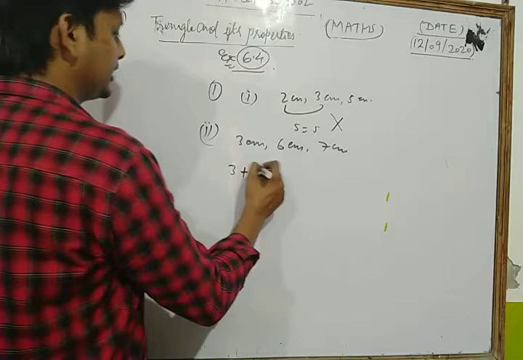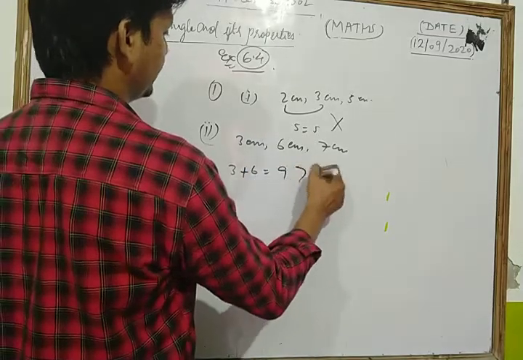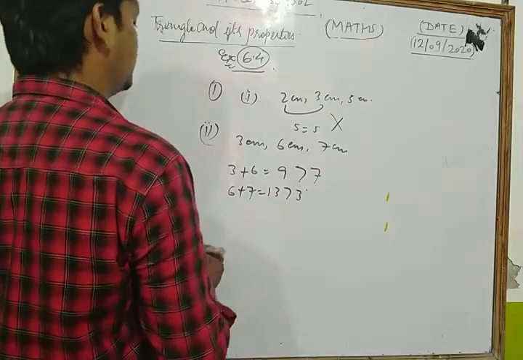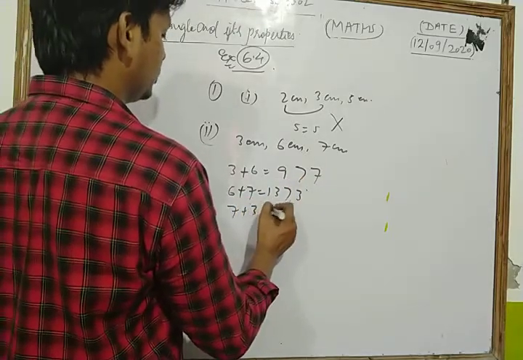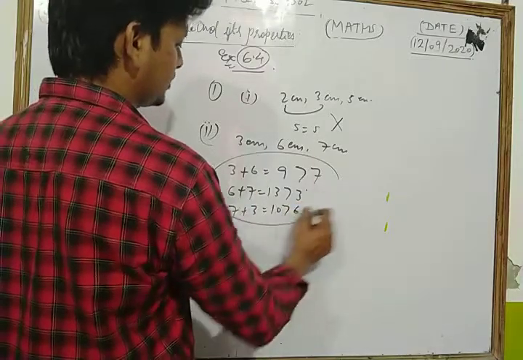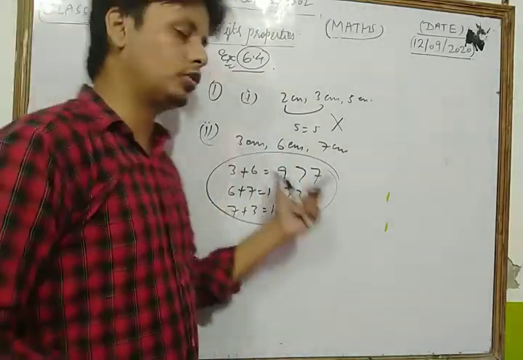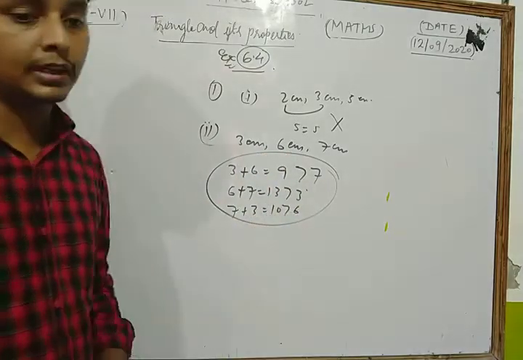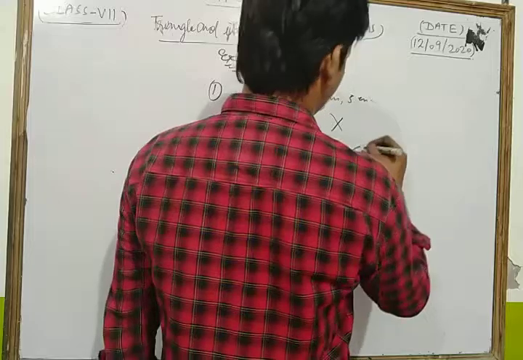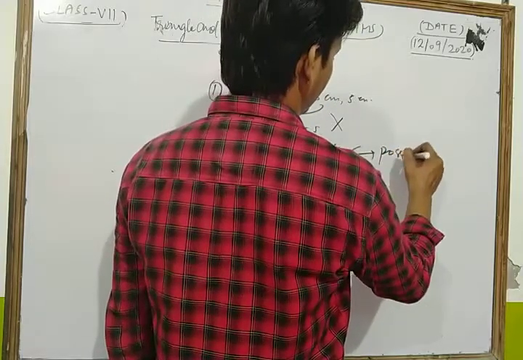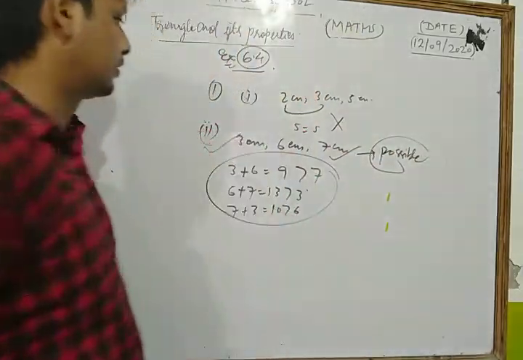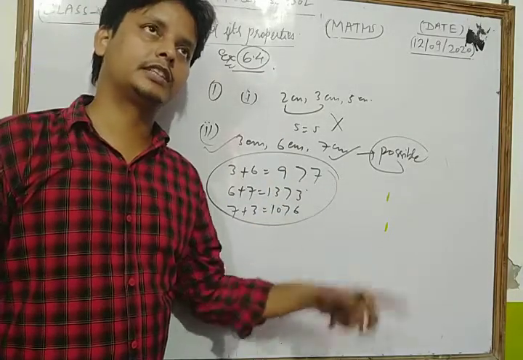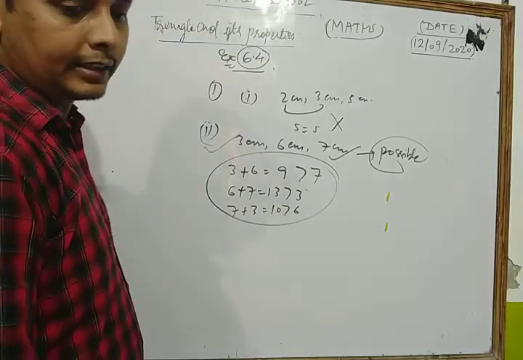If we add 3 plus 6, this is equal to 9, which is greater than 7. Okay, 6 plus 7 is equal to 13, which is greater than 3. Now 7 plus 3 is equal to 10, which is greater than 6. So these sides follow the property that the sum of any two sides of a triangle is always greater than the third side. Thus, the triangle is possible. Okay, this is your right option, because it follows the property that the sum of any two sides of a triangle is always greater than its third side. Now we take the third option.